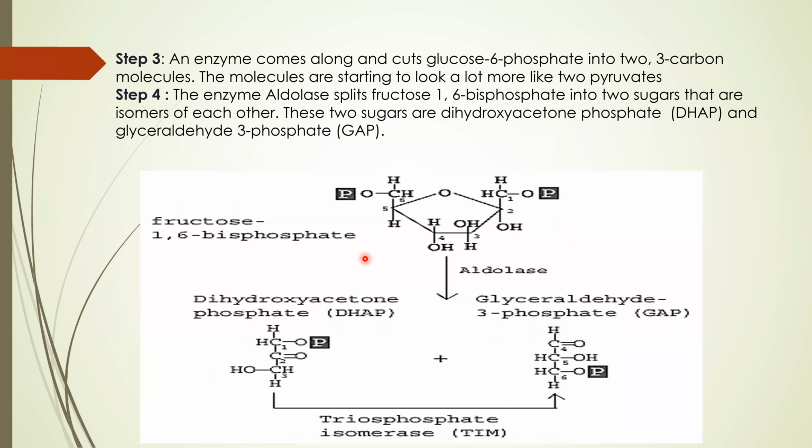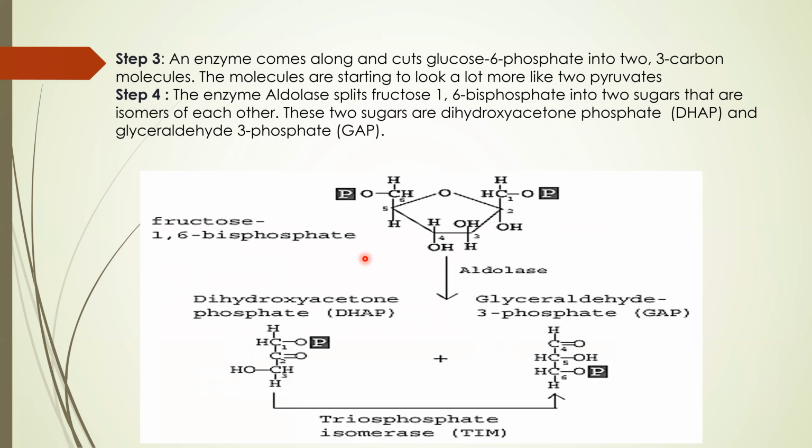Now moving to the third step and the fourth step simultaneously, so an enzyme comes along and cuts the sugar into two three-carbon molecules. They are starting to look a lot more like two pyruvates, right? In step 4, the enzyme aldolase splits fructose 1,6-bisphosphate into two sugars that are isomers of each other. These two sugars are dihydroxyacetone phosphate and glyceraldehyde 3-phosphate.